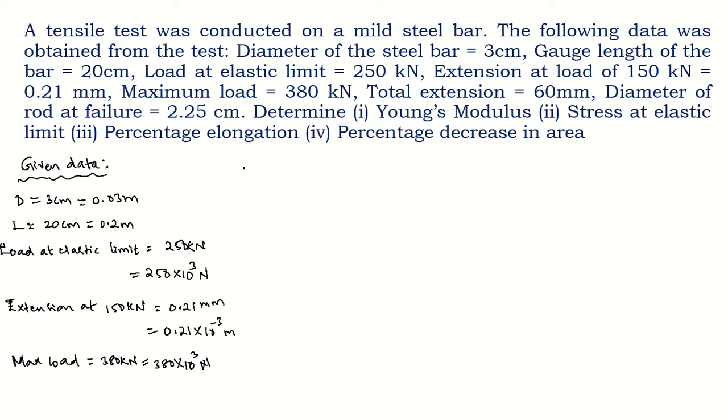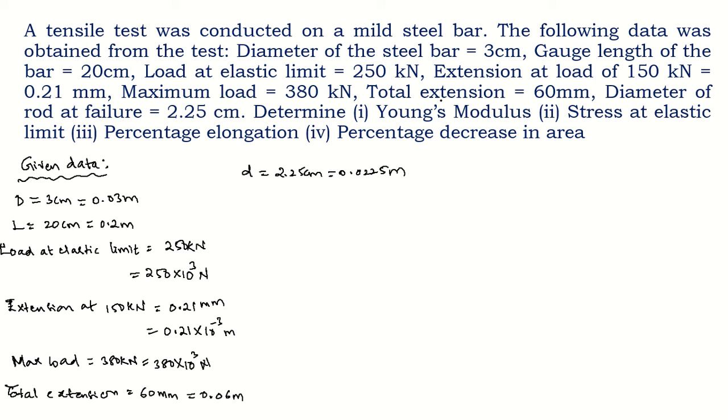Okay, what else is given to us? Total extension. So total extension means the final extension, or the complete expansion that has taken place, was around 60 mm, which is 60 by 1000, since I'm writing in meters, so this becomes 0.06 meters. And we have the diameter of the rod at the failure, let me take it as small d, which is equal to 2.25 centimeters, again 2.25 by 100, so 0.0225 meters. This is the entire given data.